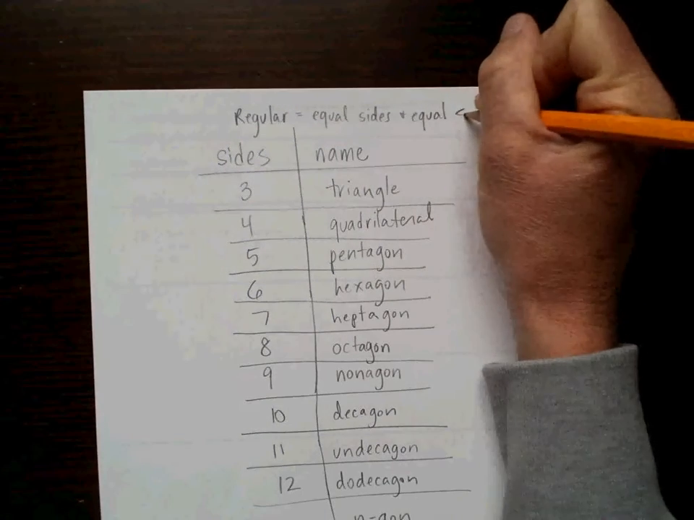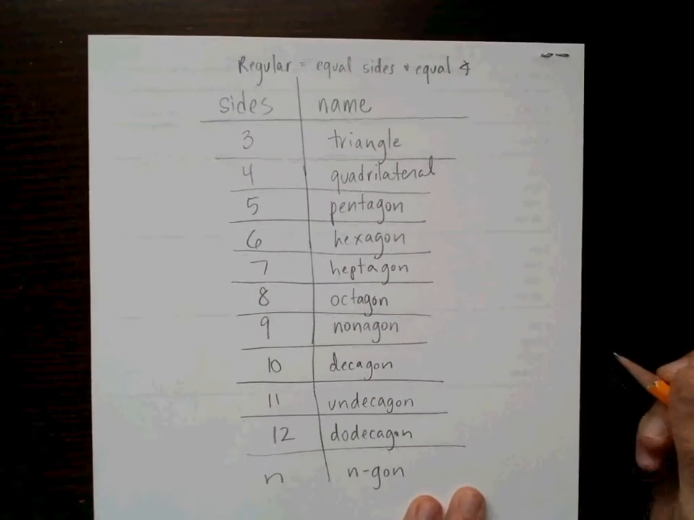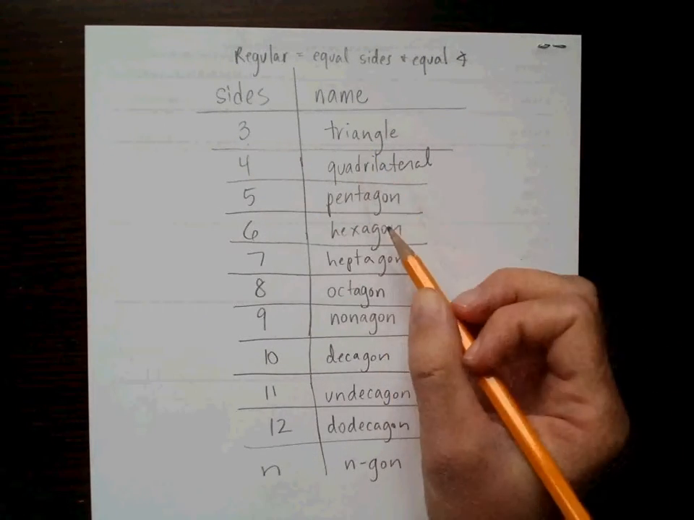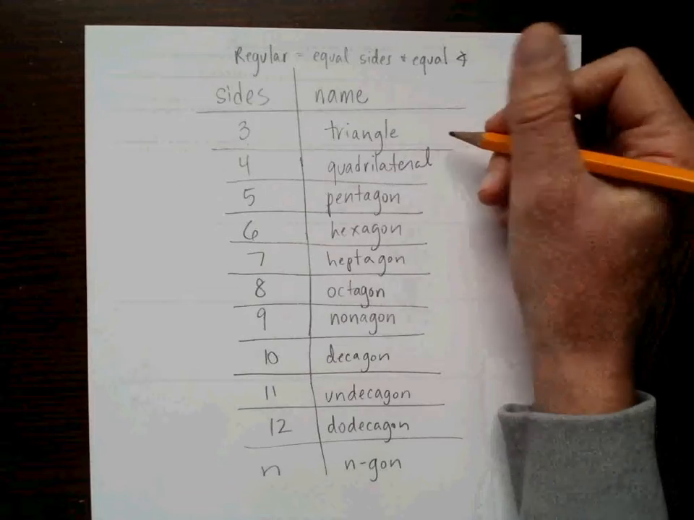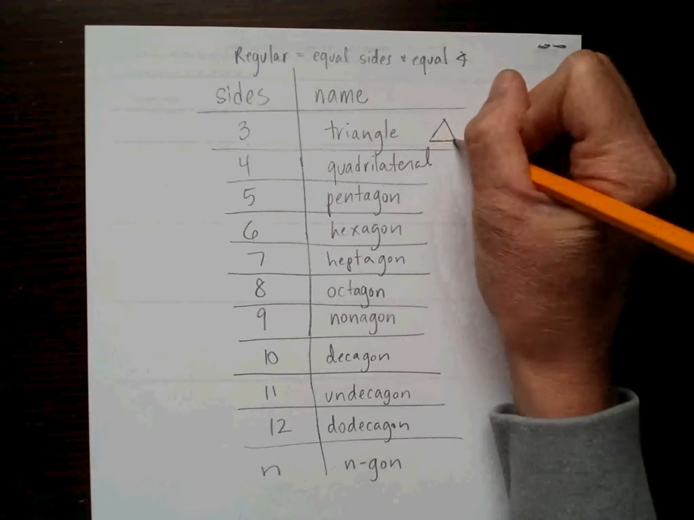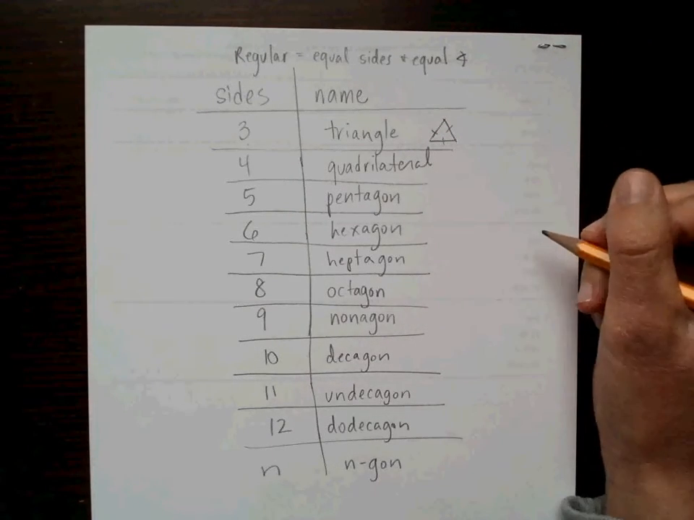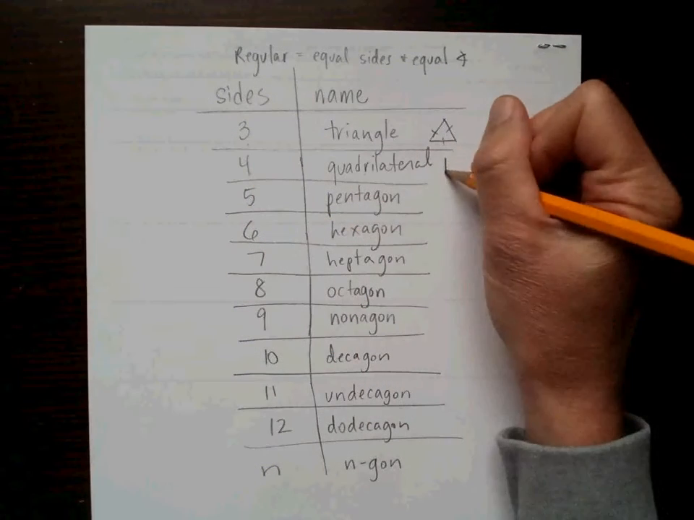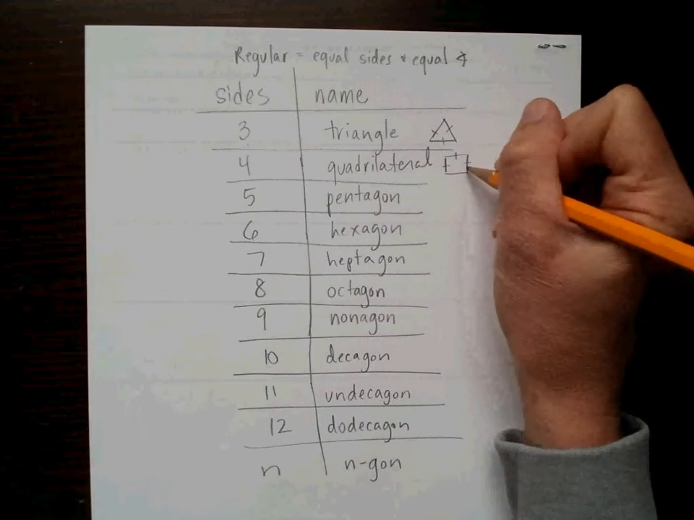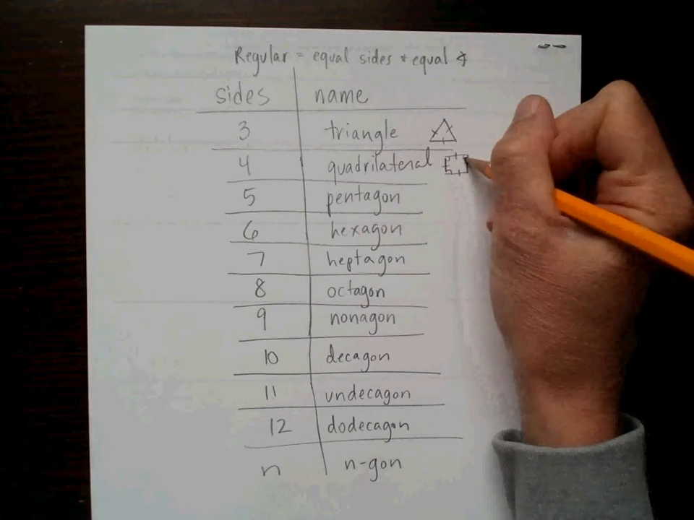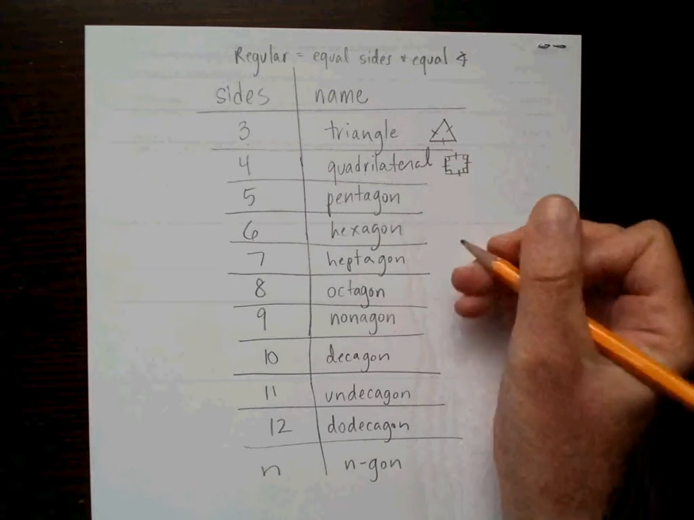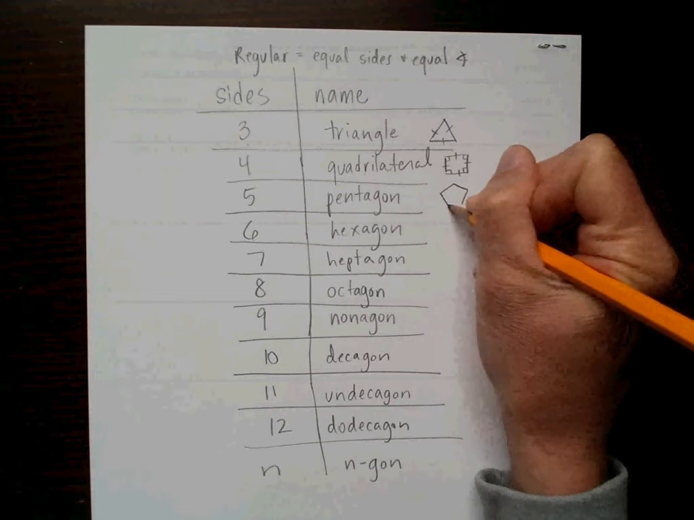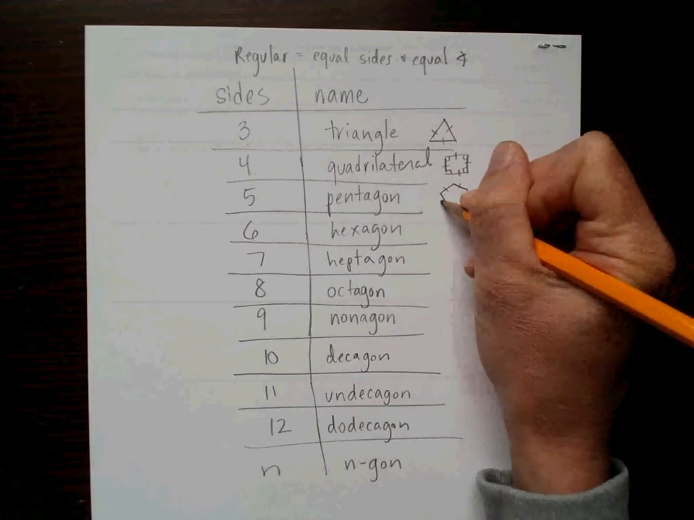So for instance, one of the things you're going to want to know is, if it has three sides, what the name is. So a regular triangle is the equilateral triangle that we've been looking at, so it would look like that. A four-sided regular quadrilateral is a square, so it has 90-degree angles and all sides are the same. A regular pentagon is a pentagon that looks kind of like that, where all sides would be the same and all angles are the same.